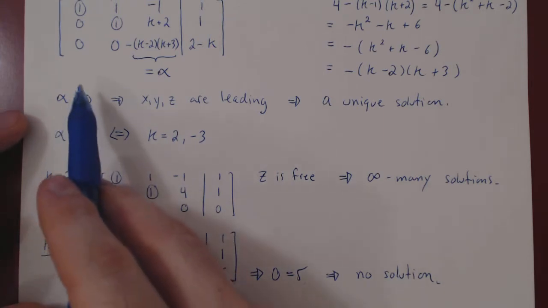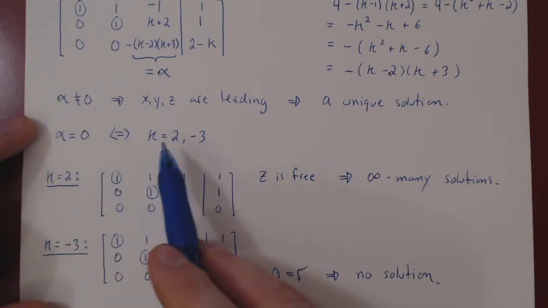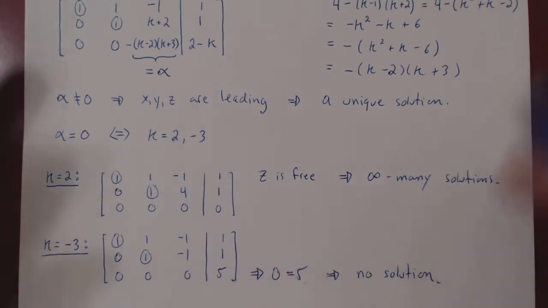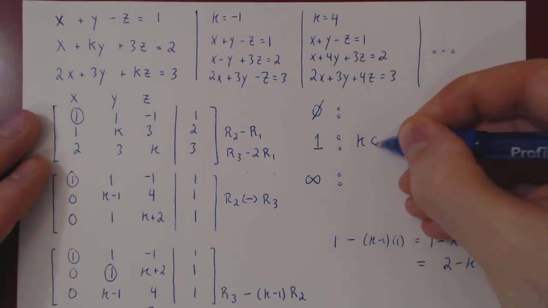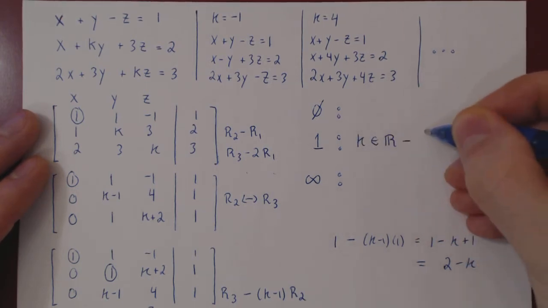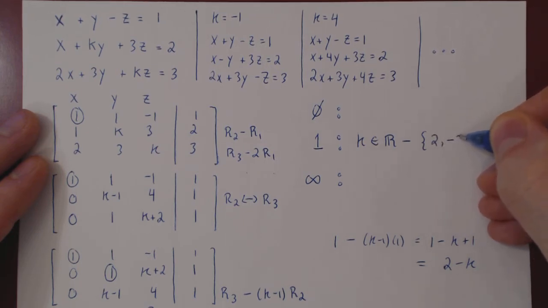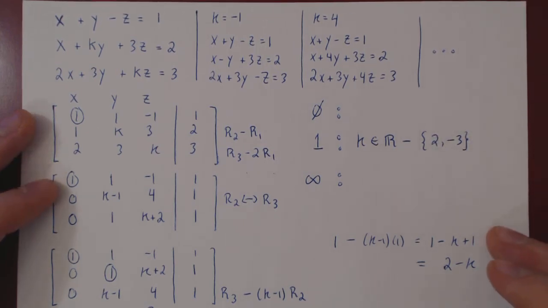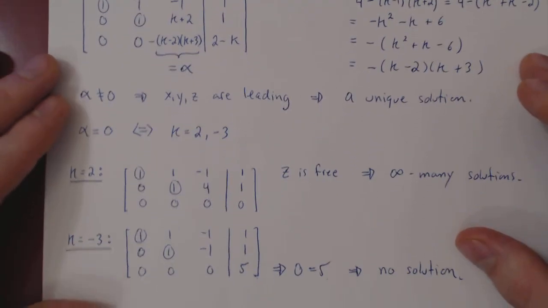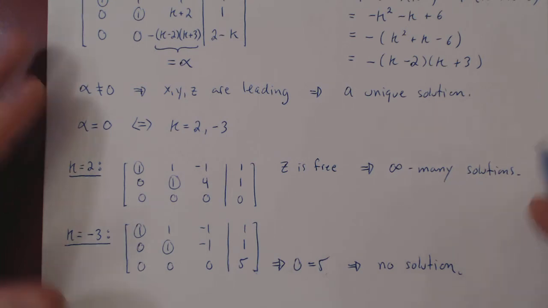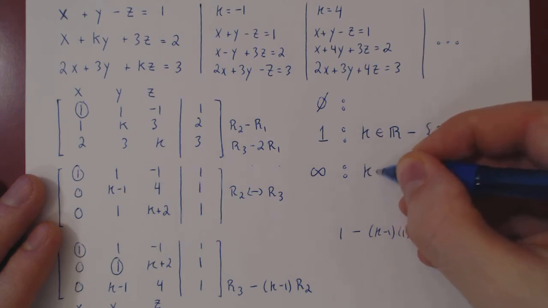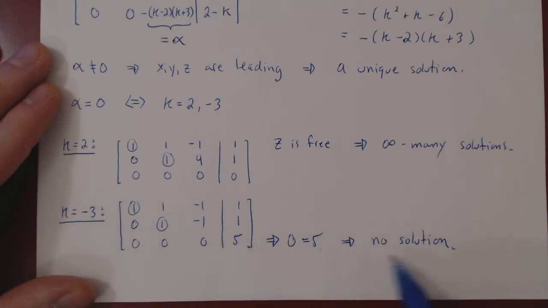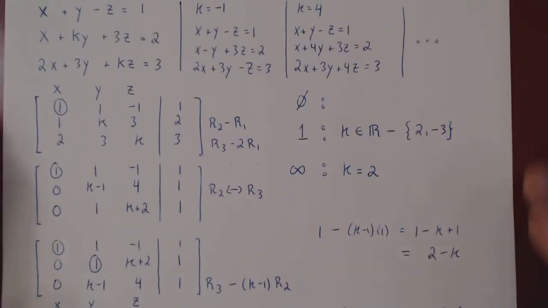And this was, as long as alpha was not 0, as long as k was not 2, and not negative 3. So how do we write this? Well, we're saying k can be a member of the real numbers, except for minus the two options of 2 and negative 3. And for the two exceptions, when k was 2, we had an infinite number of solutions. So we have infinitely many solutions for a single value of k, which equals 2. And we found that when k was equal to negative 3, the system was inconsistent, therefore we had no solution.